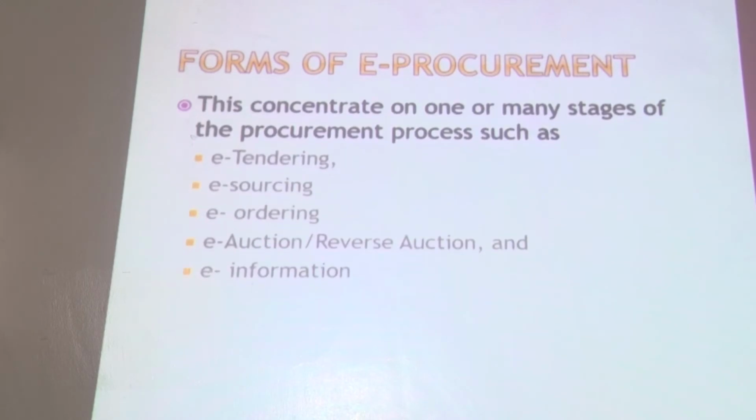So what are some of the forms of e-procurement? We have various forms of e-procurement, but I've just concentrated on these few. The first one is e-tendering. We have e-sourcing, we have e-ordering, e-auction and reverse auction, and we have e-information.